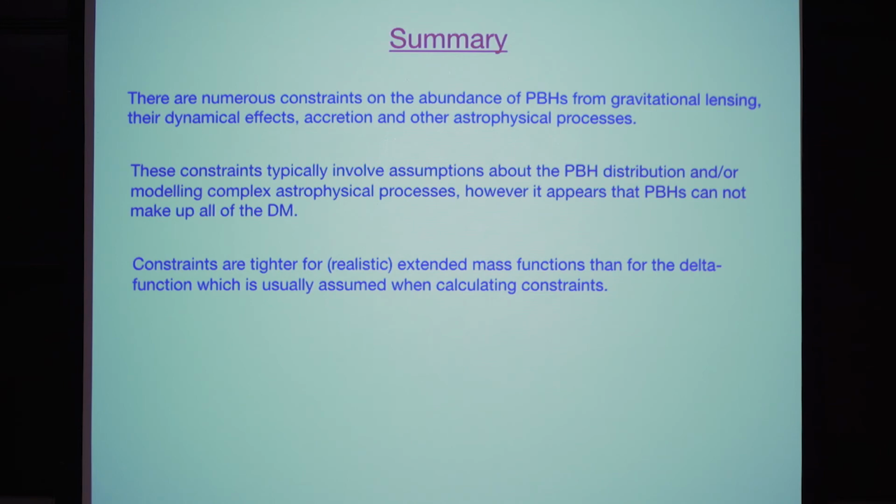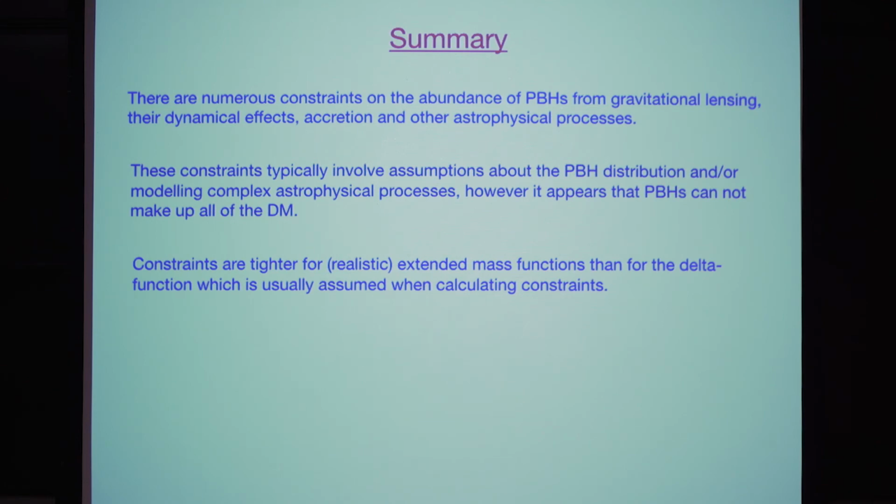The caveats to bear in mind are that these constraints involve assumptions about the dark matter distribution and/or modelling of complex astrophysical processes. So some of them possibly aren't as robust as you might like, or they have uncertainties. However, it does appear that it's difficult for primordial black holes to make up all of the dark matter, in particular in this multi-solar mass region that there's been recent interest in.